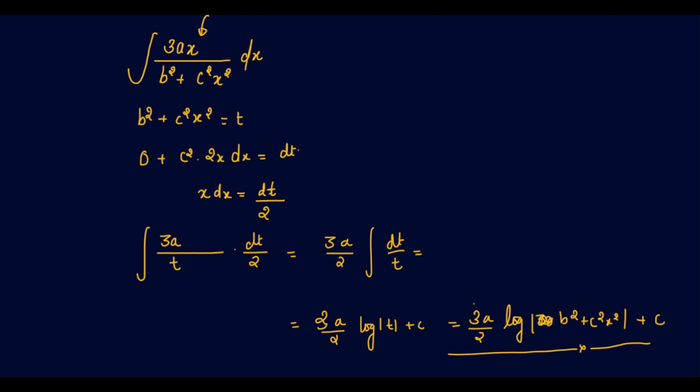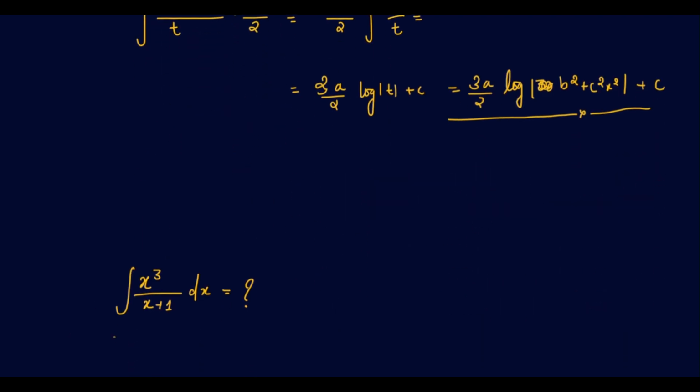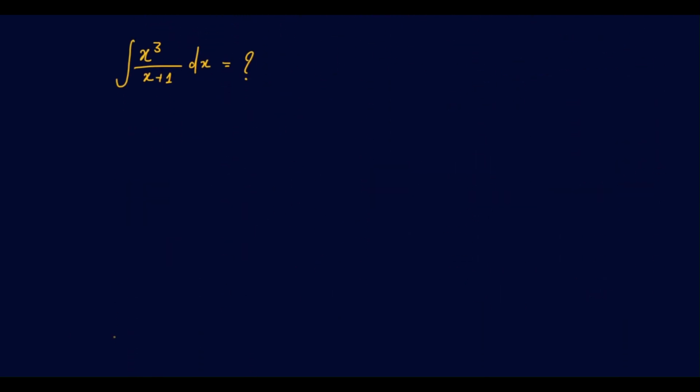Now let's move on to the third problem. The third problem is given here. Here it is given x cube over x plus 1. As you can see, we have solved three problems. The first problem is related to the formula that we know. The second problem is related to the substitution method. And the third problem is related to a concept of algebraic identity.